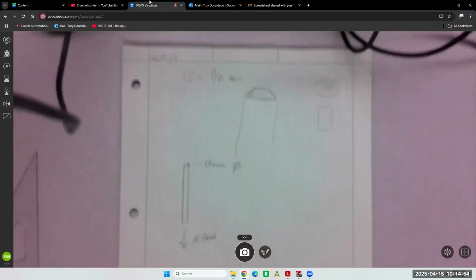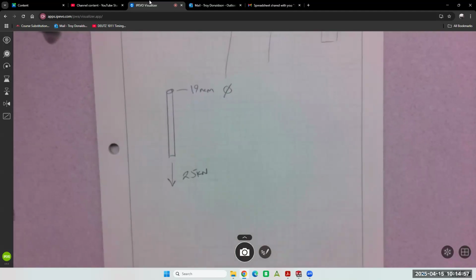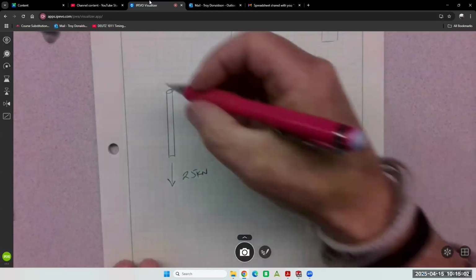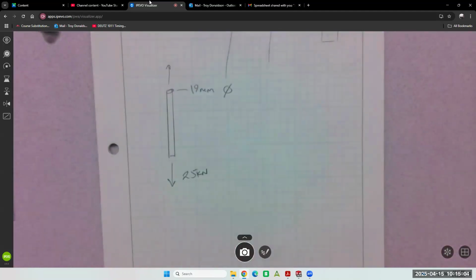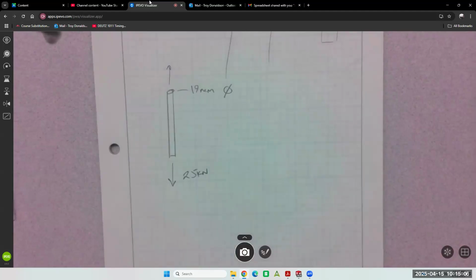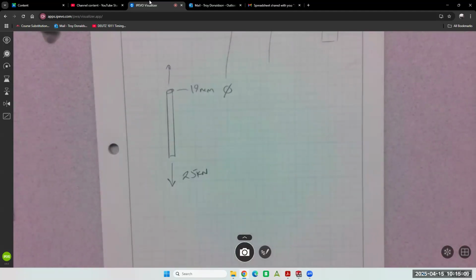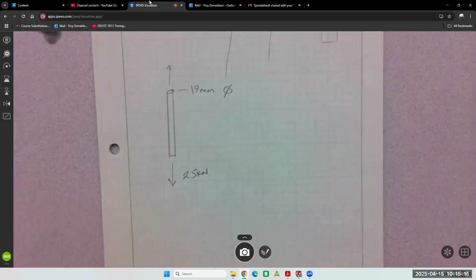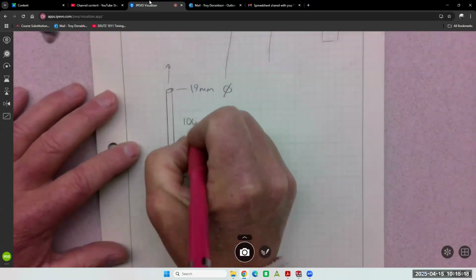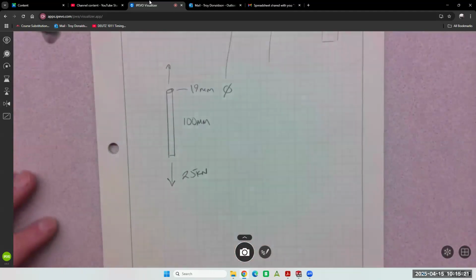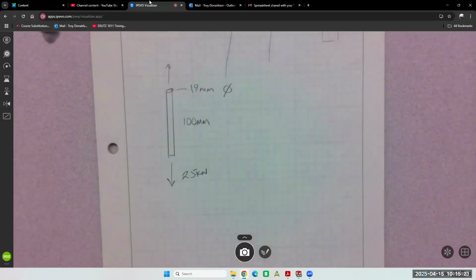So that was it right there, right? It was 19 millimeters in diameter, and it was a tensile stress, and it was steel. And they did not give us the length. So I'm going to say it's 100 millimeters long. I'm just adding on to this homework problem that you're already a little bit familiar with. What I'd like to know is how much does it change in length?